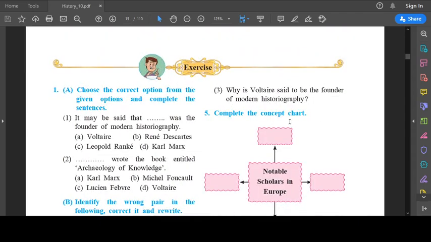Question number 1a. Choose the correct option from the given options and complete the sentences. The first one. It may be said that Voltaire was a founder of modern historiography. The answer is Voltaire. Second blank. Michel Foucault wrote the book entitled Archaeology of Knowledge. The answer is Michel Foucault.